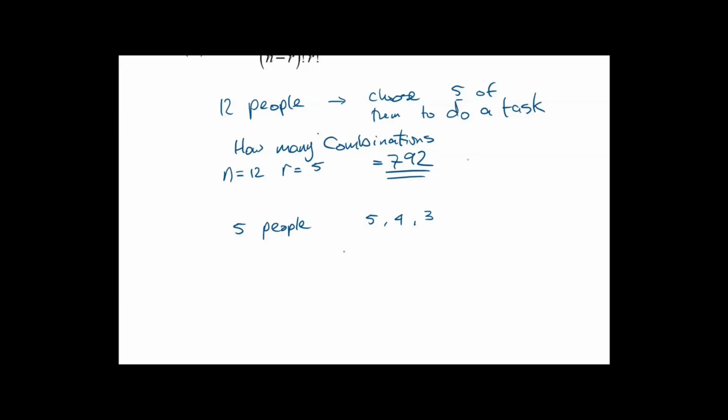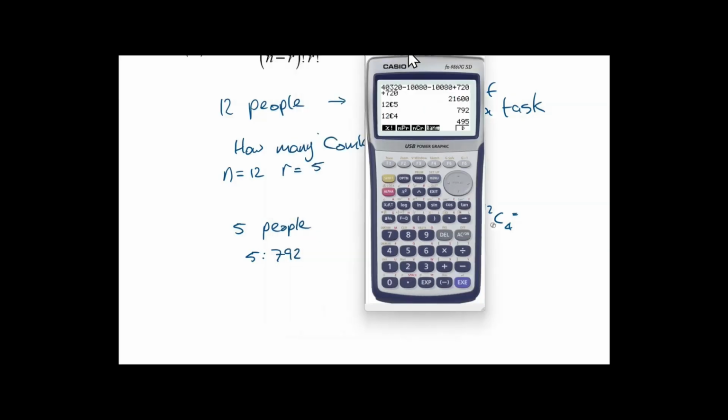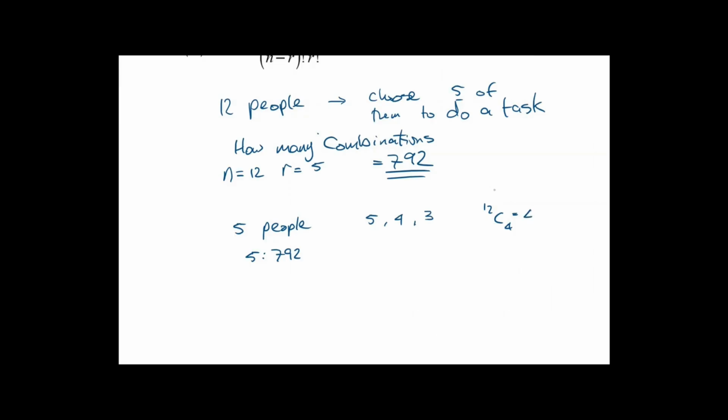How many of these groups can we possibly make? We know how many it is for 5. It's 792. How many is it of 4? It's going to be 12C4. And I don't know what that is off the top of my head, but let's use the calculator just to get in the practice of doing it. 495. So you see how it drops away quite remarkably. There's quite a big difference between 495 and 792.